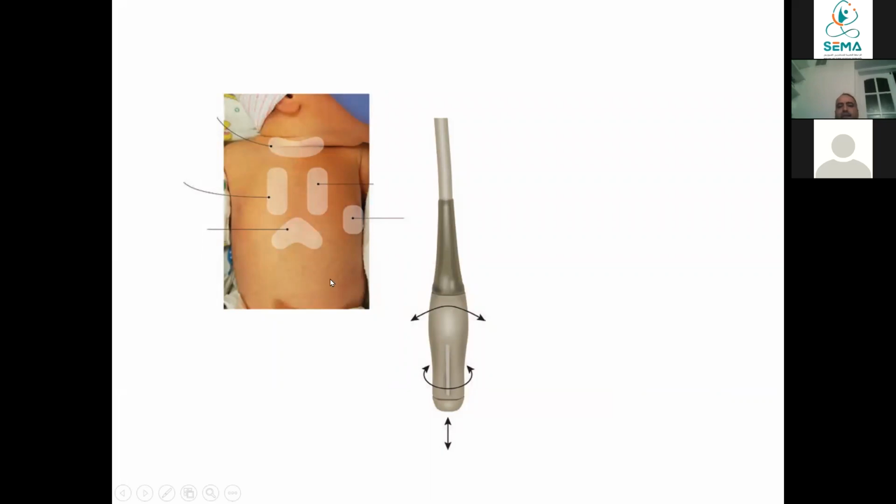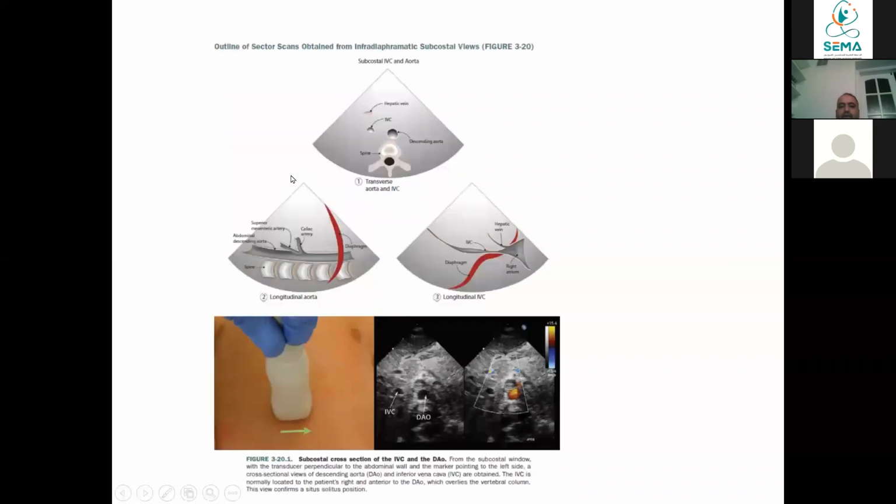So these are the windows: the subcostal or sub-xiphoid window, here the long axis, and here the short axis, and here the apical and suprasternal views, and for each one we will explain how to get the view.